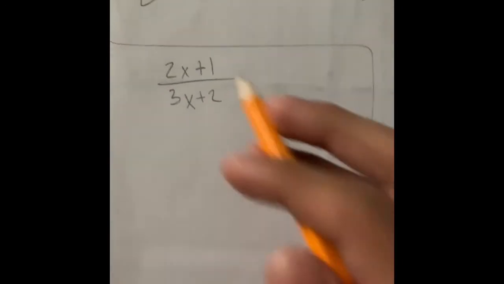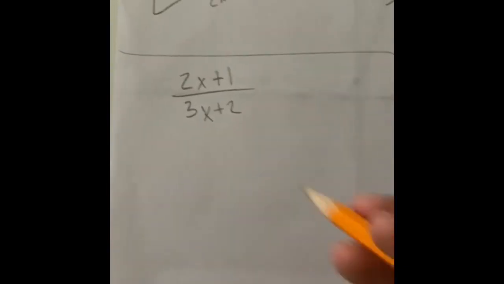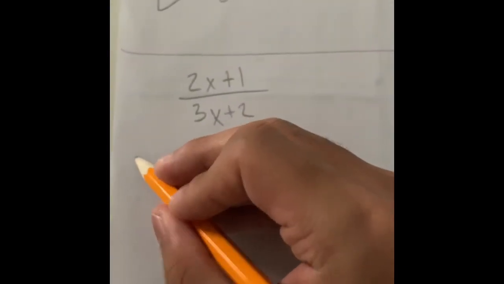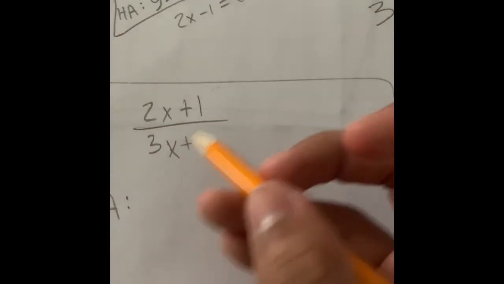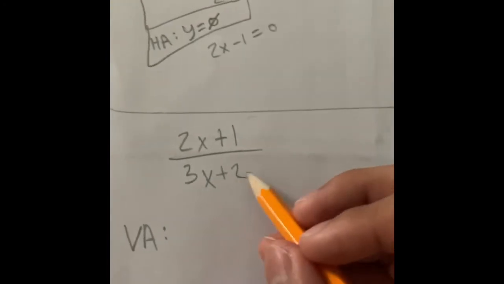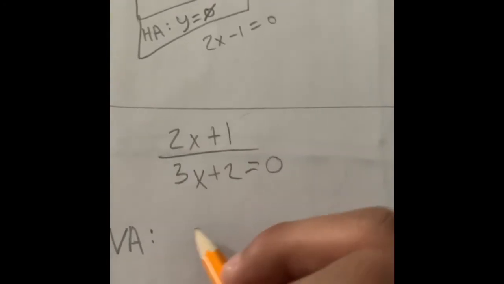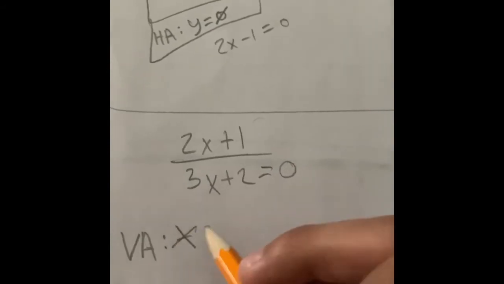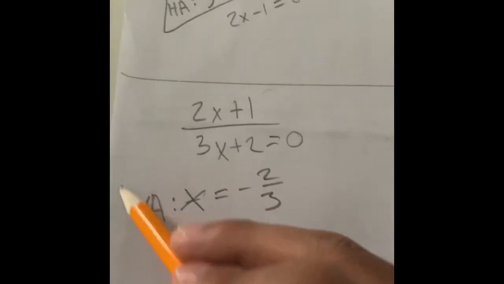Here's the third problem that I came up with, and this is just to show. First of all, let's work on the vertical asymptotes. You don't have to simplify or factor these out anymore. You can clearly see that they don't cancel out, so there's no holes. So for the vertical asymptote, you set the denominator equal to 0. -2 over 3 is your vertical asymptote. Pretty simple.